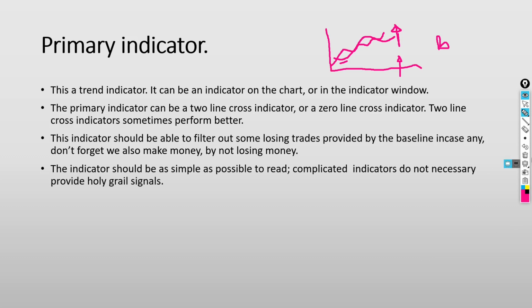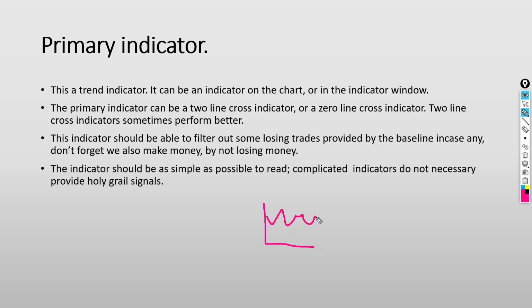Right now we are still looking at the primary indicator. The indicator should be as simple as possible to read, and complicated indicators do not necessarily provide holy grail signals. Sometimes you find people with charts where you cannot even see what is happening because they have put so many indicators on them. This is always vague and it will never work. The simpler the indicator, the better it becomes. Now we are going to move on to a chart, look at this primary indicator, and see how to choose the best primary indicator for you.